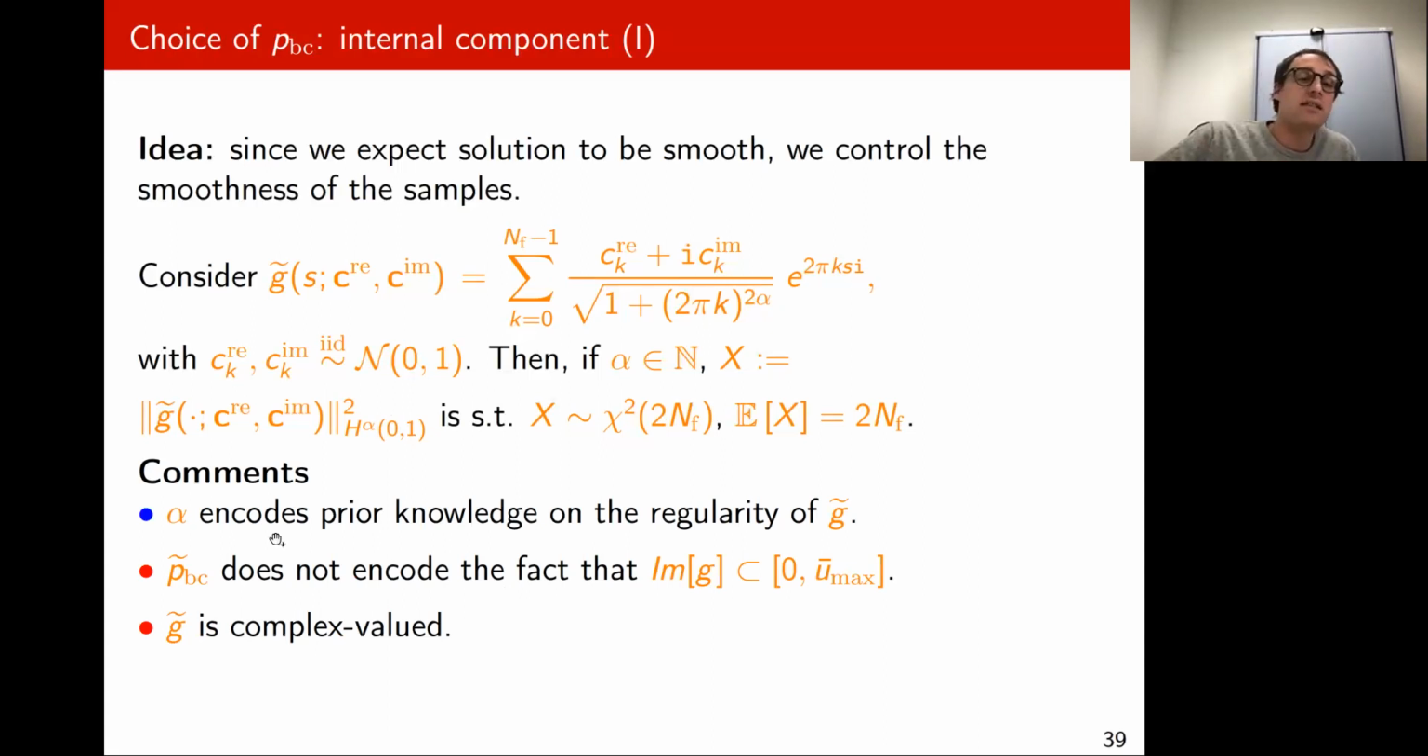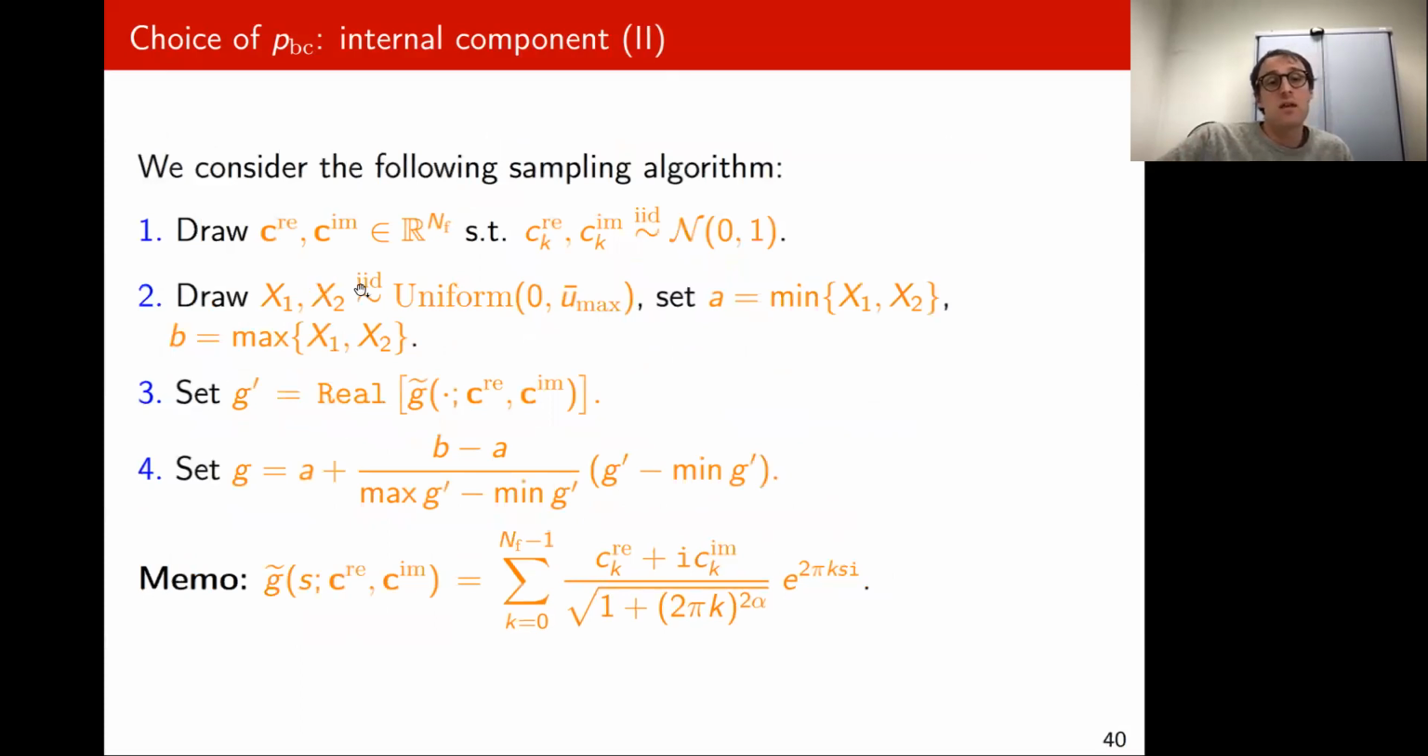The issue here is that this probability density function does not encode the fact that the image of G should be between 0 and U max, and also G tilde here is complex valued. So to fix this, we simply perform the following algorithm. So we draw uniform random variables in 0 U max. We draw Gaussian random vectors. And then we define G prime as the real part of G tilde, and G tilde is defined here. And then we scale G in order to ensure that it belongs to A and B. Okay.